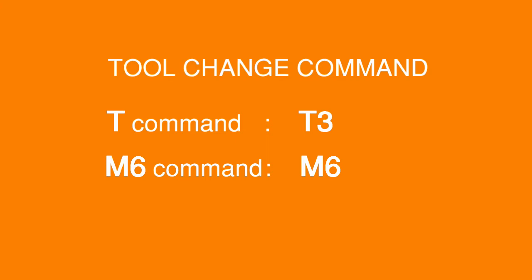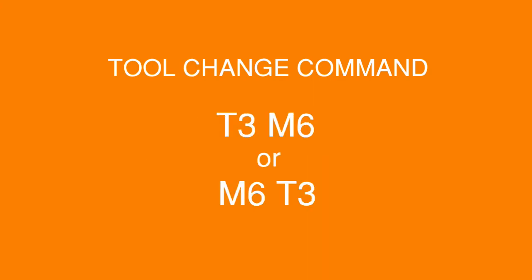So you might think that if we need to change to tool 3, as in this example, we can give T3 M6, or we can give M6 and T3. But in reality, these are two different commands. The way they are executed inside the controller makes a huge difference on whether we put the T or the M6 command first. To understand the reason why it affects and how it works, let's first look at some different types of tool changes.